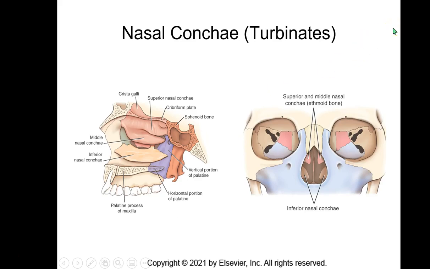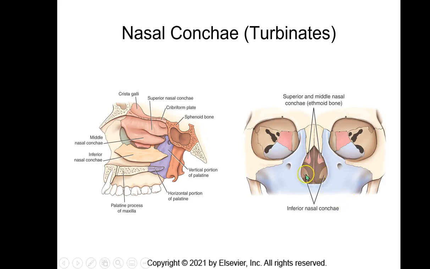Okay, next, let's talk about another facial bone, the nasal concha. Within the nasal cavity are 2 plate-like and curved facial bones called the inferior nasal concha. These 2 bones project from the lateral walls of the nasal cavity on each side and extend medially. And you can see that relationship here. So they project medially from the lateral wall of the nasal cavity.